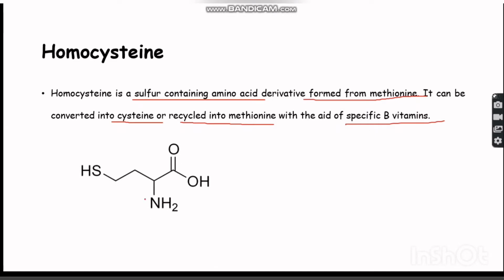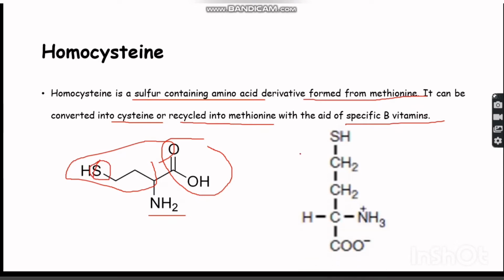This is the structure of homocysteine. Again, this is the amino group, this is the carboxylic group, and this is the side chain. The side chain contains this sulfur atom. This is the linear open structure. Here you can see the amino group, the carboxylic group, and the side chain, and the side chain contains a sulfur atom. So this is an amino acid. Homocysteine is an amino acid, and likewise methionine, it contains sulfur. It can be converted into cysteine or it can be recycled into methionine with the help of certain vitamin B's.